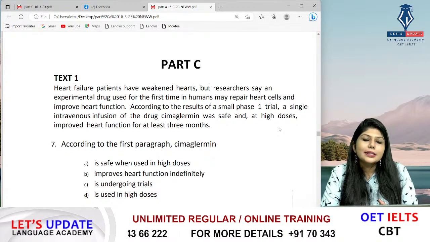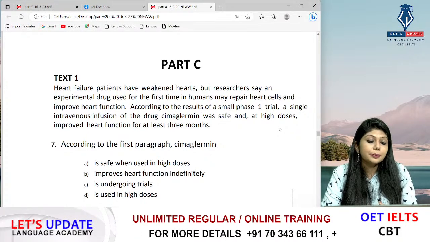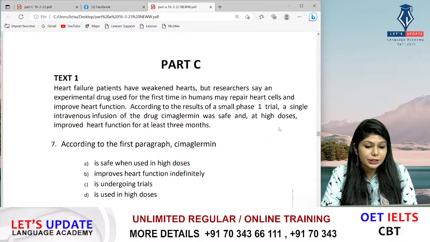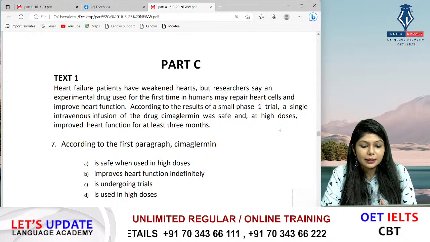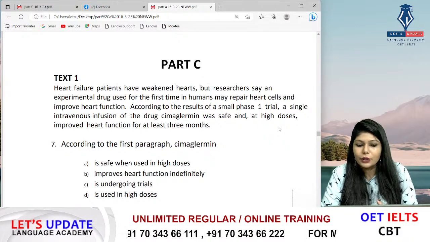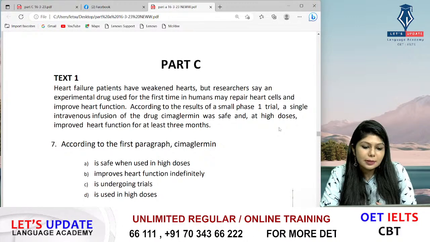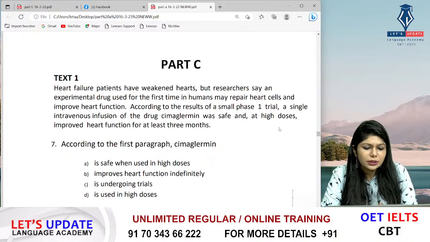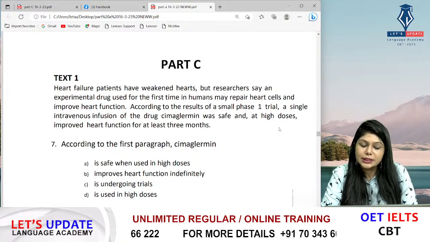Okay, so let's just read the paragraph together. Heart failure patients have weakened hearts, but researchers say an experimental drug used for the first time in humans may repair heart cells and improve heart function. According to the results of a small phase 1 trial, a single intravenous infusion of the drug semaglutide was safe and at high doses improved heart function for at least 3 months. So the question is, according to the first paragraph, what do they intend to say about semaglutide? The options are: A, is safe when used in high doses; B, improves heart function indefinitely; C, is undergoing trials; D, is used in high doses.